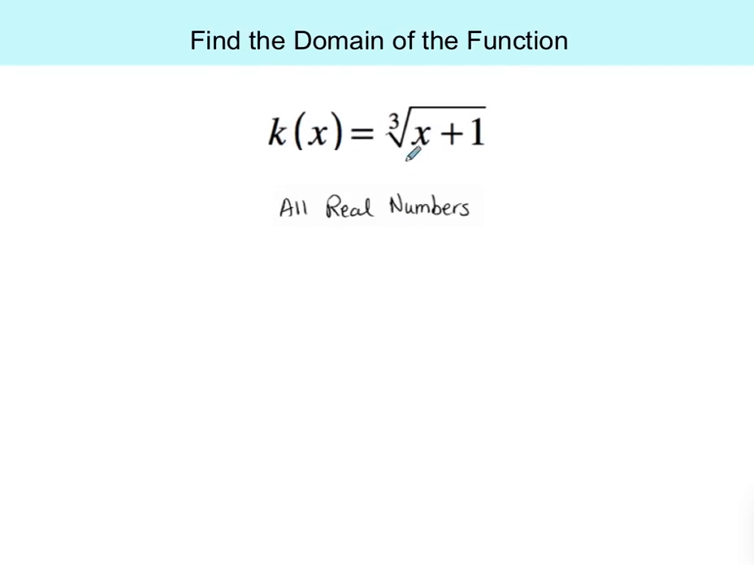Now, if I have an odd index root, there's no restriction for what's underneath my radical, so my domain is all real numbers.